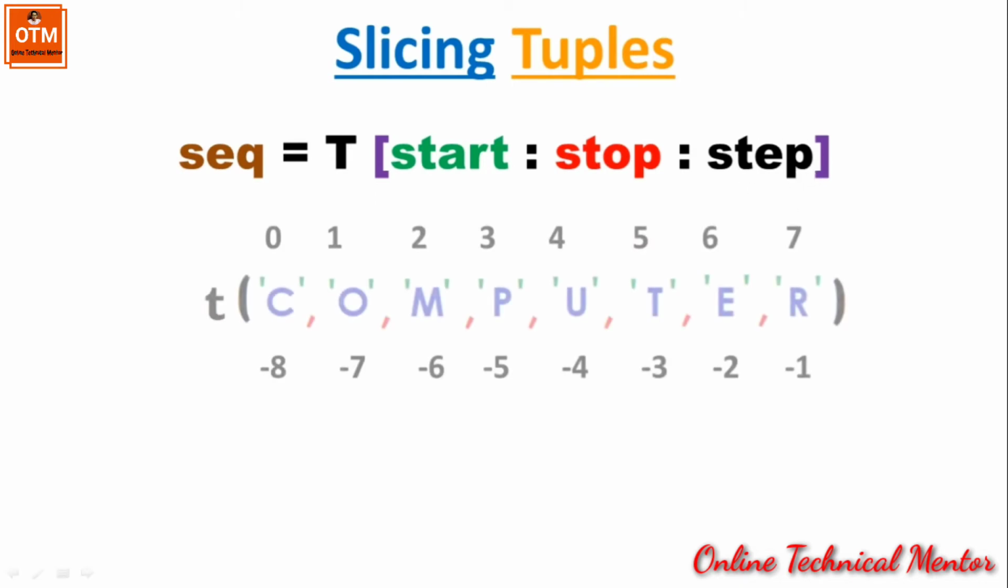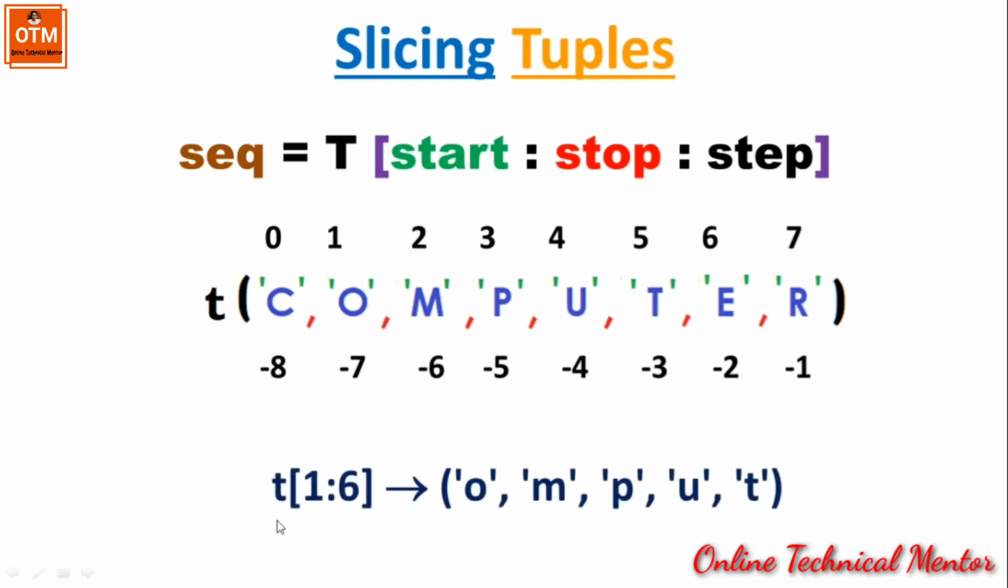Step is optional. Suppose we have a tuple like this. So this is the tuple name t, and it has all the alphabets of computer as its elements, and let me show you an example of how to slice it. So look, when we write t within third brackets 1:6, that means 1 represents start, 6 represents stop. That means the slicing will take place from the start position, that is from the 1 index, and it will stop before the 6 index. Be very careful, the slice ends before the stop index. Here I have written 1 colon 6, that means slice will take place from index 1 and it will stop up to 5, that is before 6.